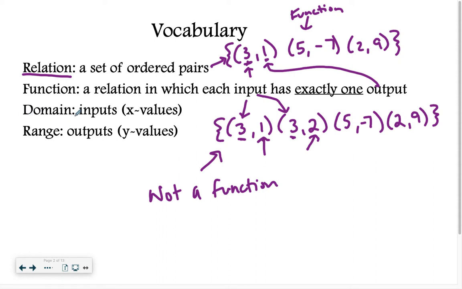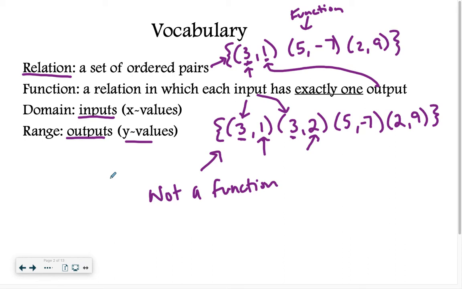And then the domain is another way of describing the inputs or the x values, and the range is another way of describing the outputs or the y values. Okay, so I highly recommend you get to know this vocabulary, because if you don't know what these four words mean, you are not going to be able to do this assignment, and you're not going to pass this part of the test. So make sure you study these.